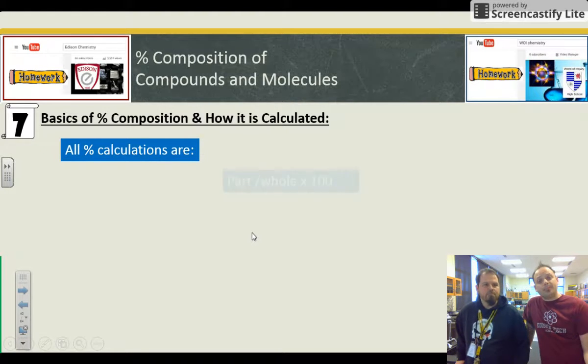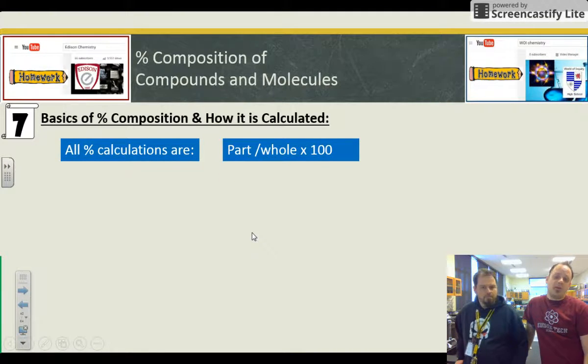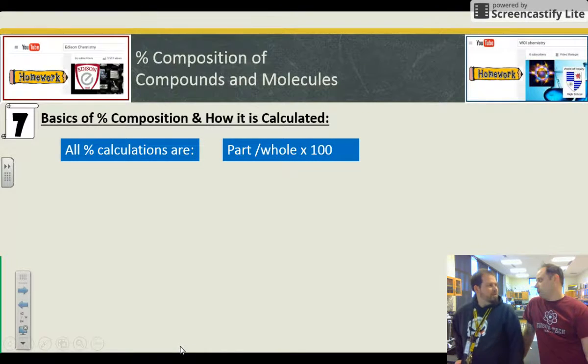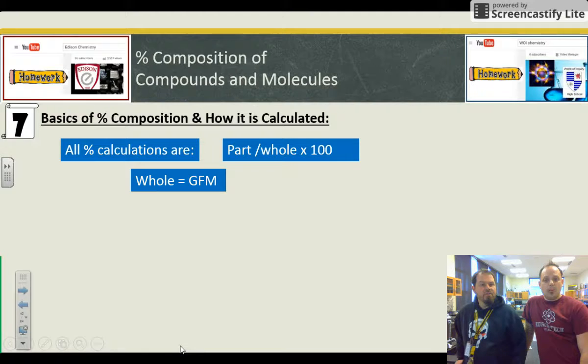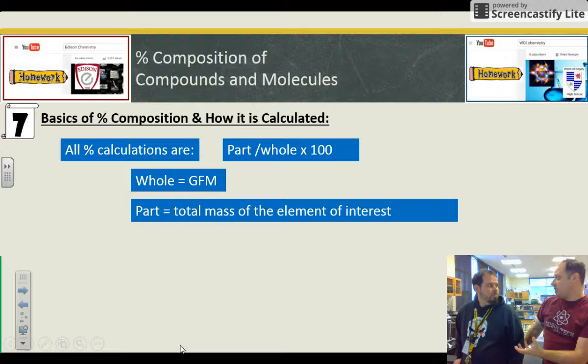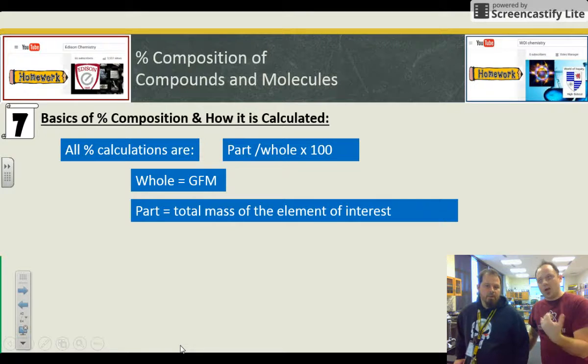Let's hit it up real quick. All percent calculations are, like I said, part divided by whole times 100. Pretty basic. In this case, though, the whole is going to be that gram formula mass, the GFM, that we learned to calculate a few videos ago. Because what we're figuring out percentage-wise is what percentage of a mole of a compound is due to hydrogen, oxygen, nitrogen, like one part of it.